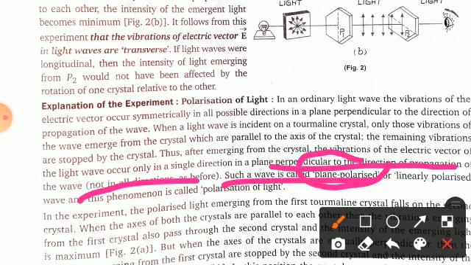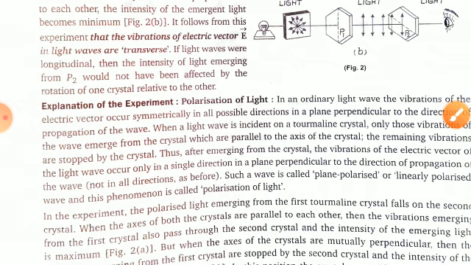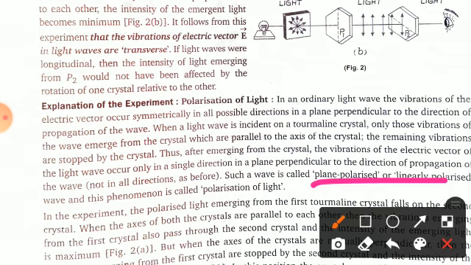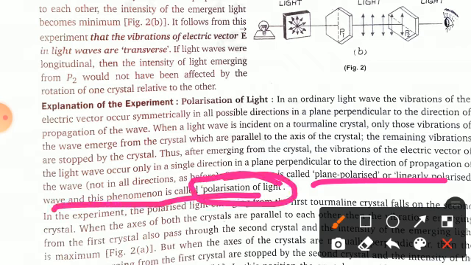Clear? What is a plane polarized wave? It is a wave in which the vibrations are in a particular direction, that is, parallel to the axis of the crystal. Another name for it is linearly polarized wave, and this phenomenon is called polarization of light. Fine.